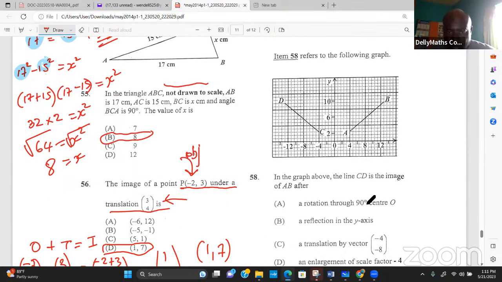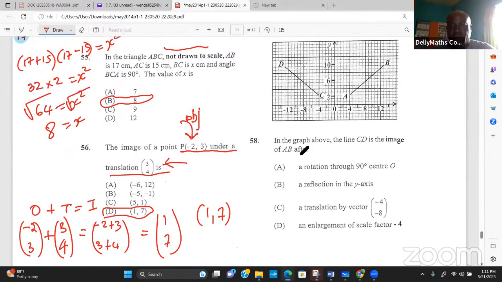Transformation. All right, let's see what they want. In the graph above, the line CD is the image of AB. All right, so they're telling you. Oh, I see what this is. CD is the image of AB after what? I'm seeing that this is a straight up reflection in the y-axis.